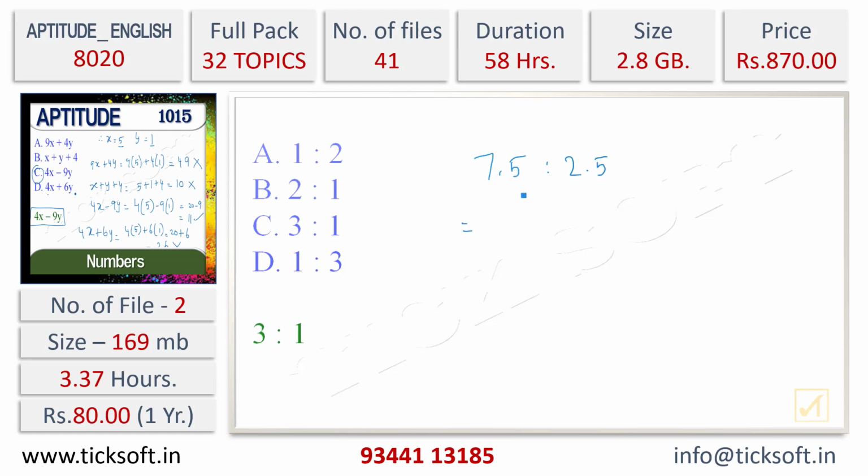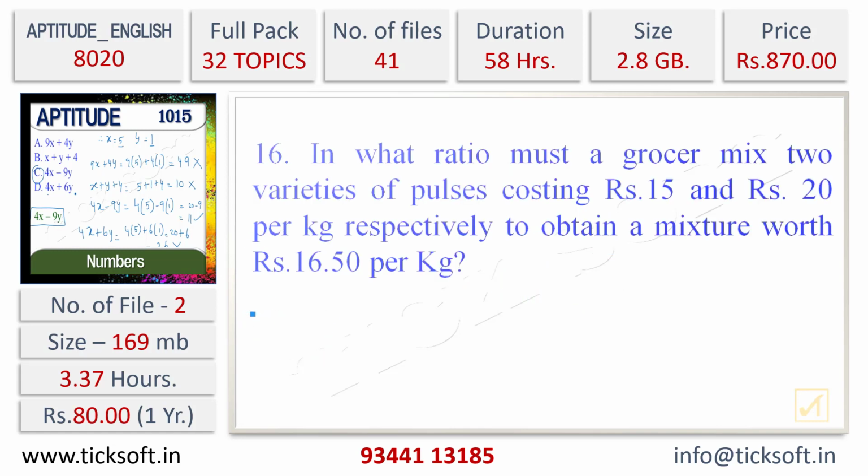Now if we multiply both values by 10, then we will get 75 is to 25. And again if we divide these two values by the common factor 25, then we will get 3 into 25 is 75 and 1 into 25 is 25. So therefore the required ratio will be equal to 3:1. That is, the first kind of tea and the second kind of tea should be mixed in the ratio 3:1, such that the cost price of the mixture is rupees 64.50 per kg. So out of these four options, option C, 3:1 is the correct answer.